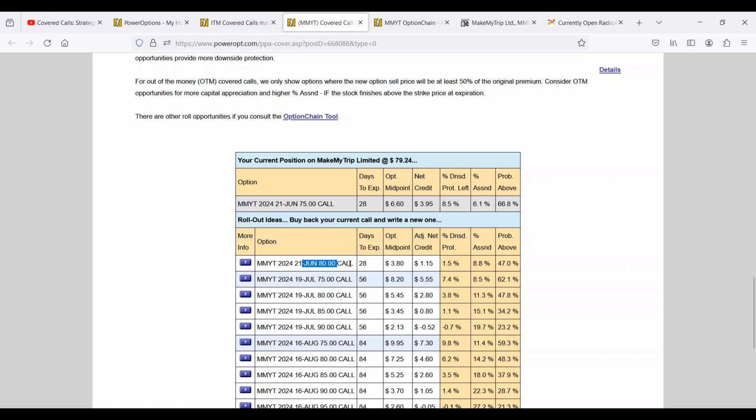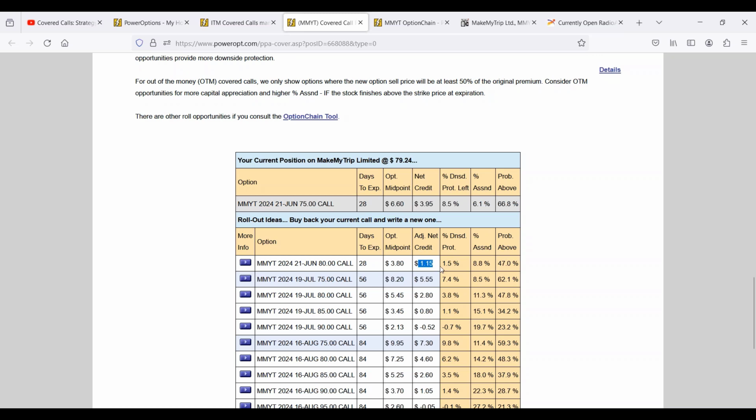And so what do we see? Well, I could roll to the June 80 call. We collected $3.95. The June 80 call, the next strike up, is at $3.80. And then we'd have to buy this back at $6.60. So the adjusted net credit we'd get for this transaction is only $115.